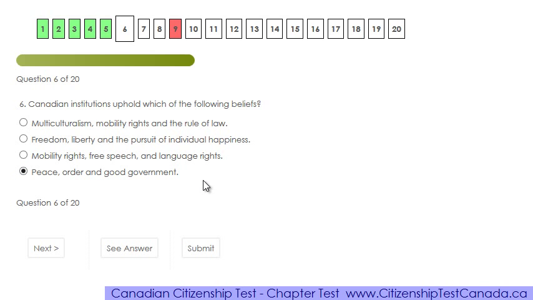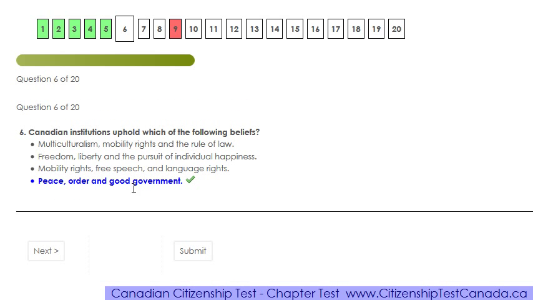Section 2 of the guide tells us that our institutions uphold a commitment to peace, order, and good government, a key phrase in Canada's original Constitution document in 1867, the British North America Act. This one, for example, here, are rights that are guaranteed us in the Canadian Charter of Rights and Freedoms. These are American terms, so if you've been watching too much American TV, you might get confused. But freedom, liberty, and the pursuit of individual happiness, these are American goals. And of course, this one is stuck in here to confuse, because it sounds pretty good. Let's move on to our next question.